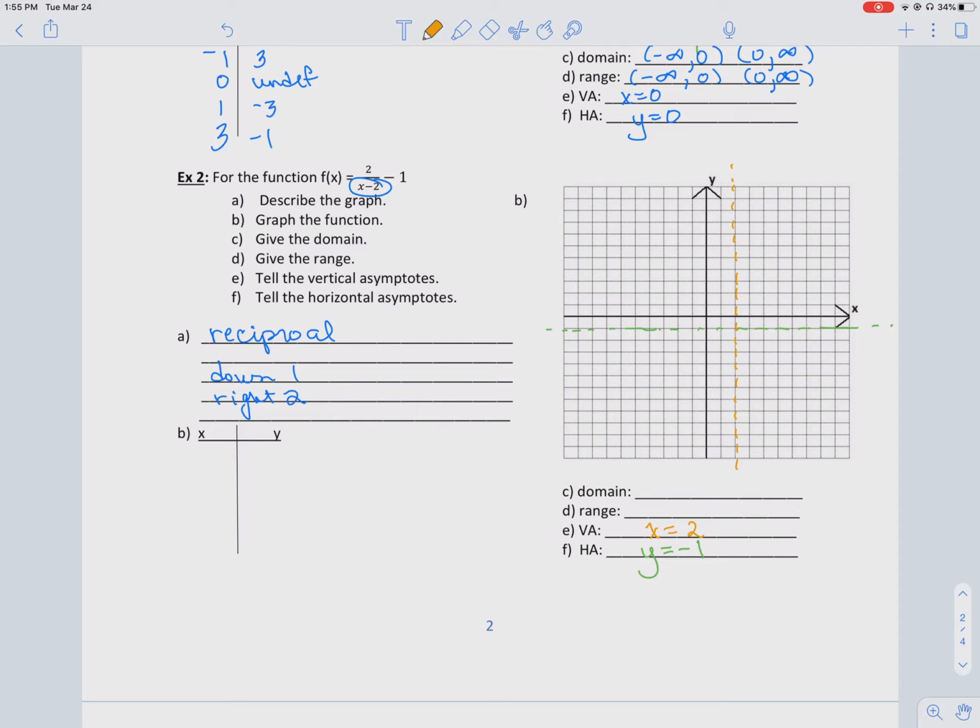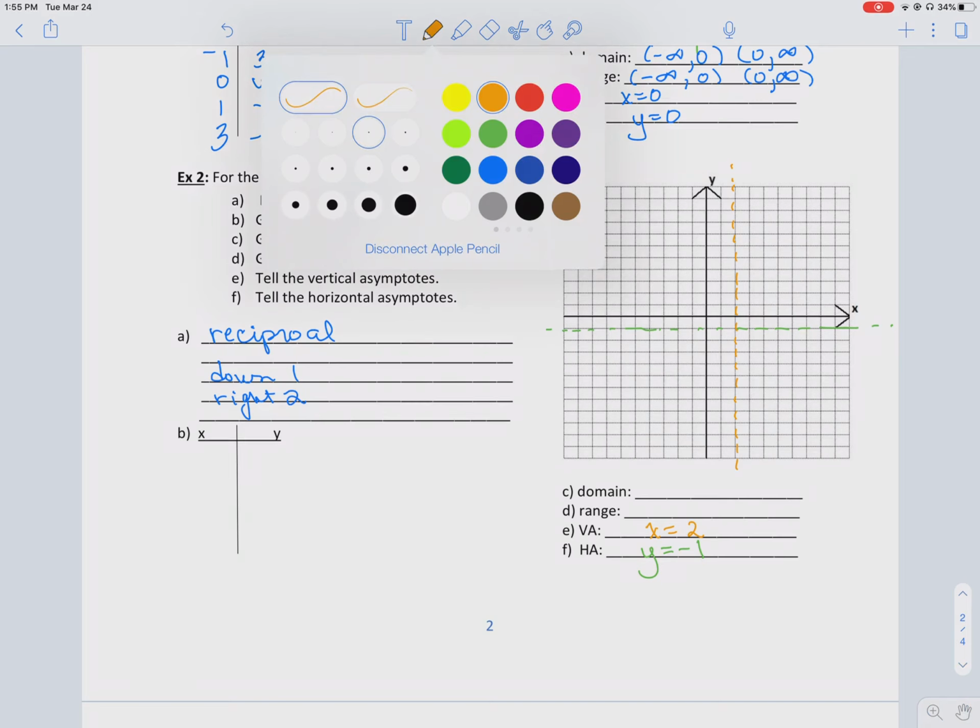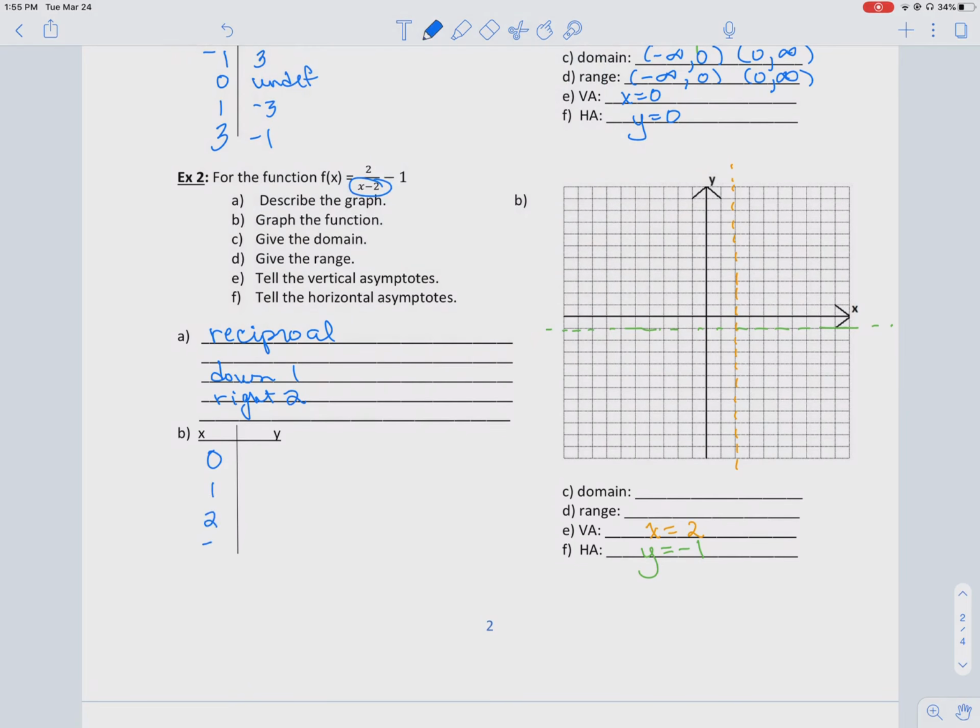So that helps me when I'm going to plot some points, because I'm going to plot some points that are close to where the horizontal and vertical asymptotes cross. So I'm going to put in maybe a 0 and maybe, let me do it in blue again, 0, 1, 2, 3, 4. That's all. Those are right around where those cross. So if I put a 0 in here, I'm going to wind up with a -2, right? So I'll have 2 over -2 minus 1. So that's going to give me -1 minus 1. It's -2.